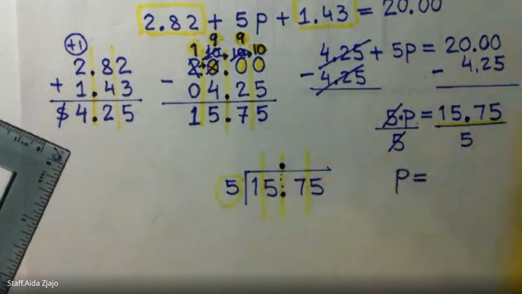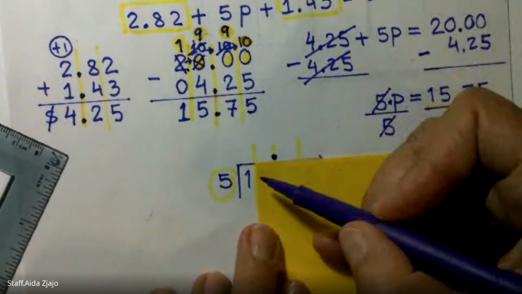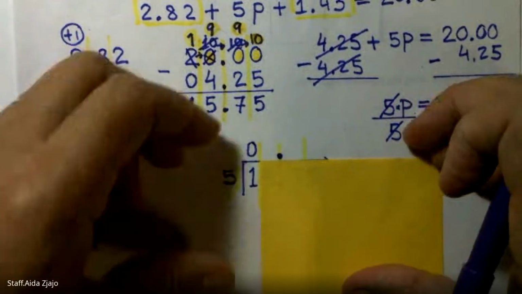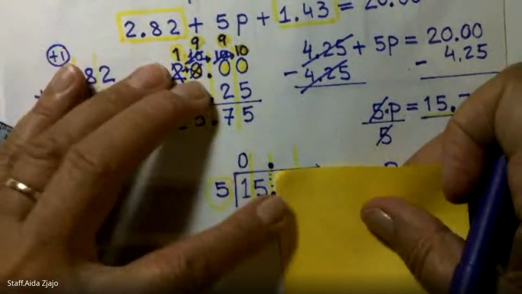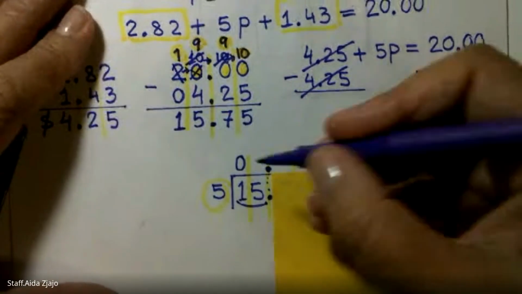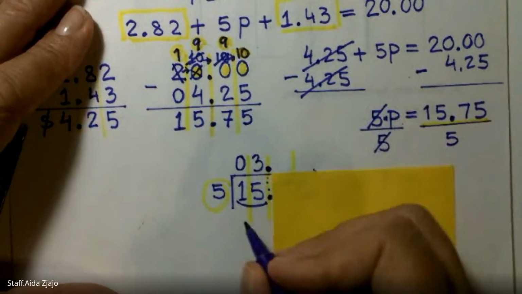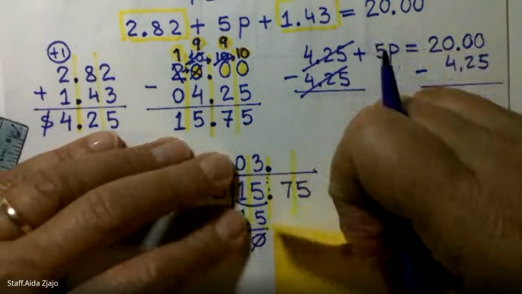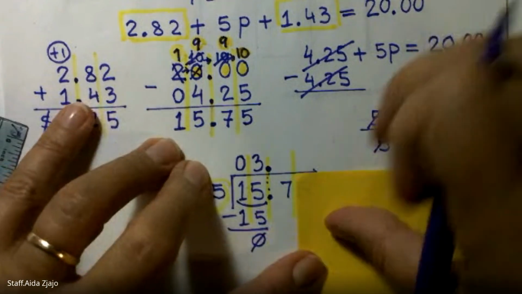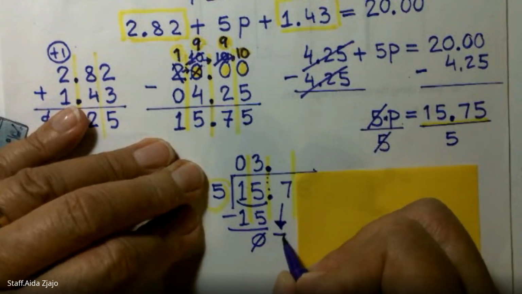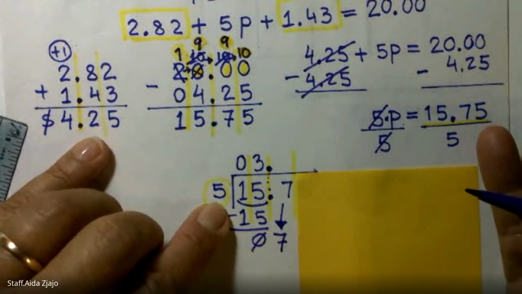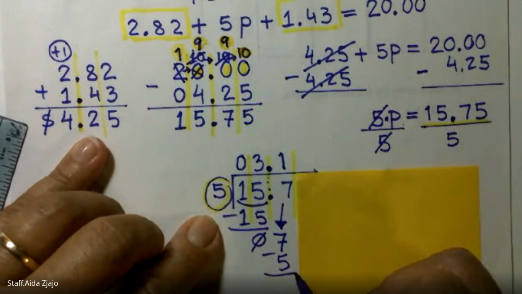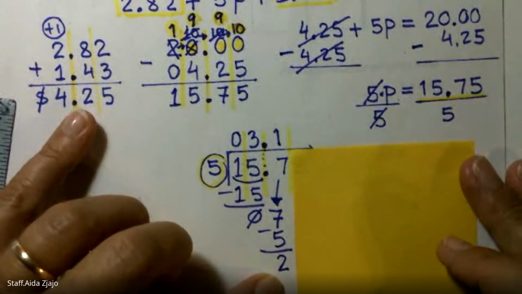So I'm taking this one. If I have a 1, then I cannot share it equally, so you put the 0. There is no group I can make. So now I'm going to say, if I have 15, then I can make 3 groups. 3 times 5 is 15. So when I subtract, I have no leftover. But I'm not done, because I just did the 1 and 5. Now I need to do the 7. I'm bringing down the tenths. So if I have 7, how many groups of 5 can I make? Only one group. 1 times 5 is 5. And 7 minus 5, the leftover is 2.